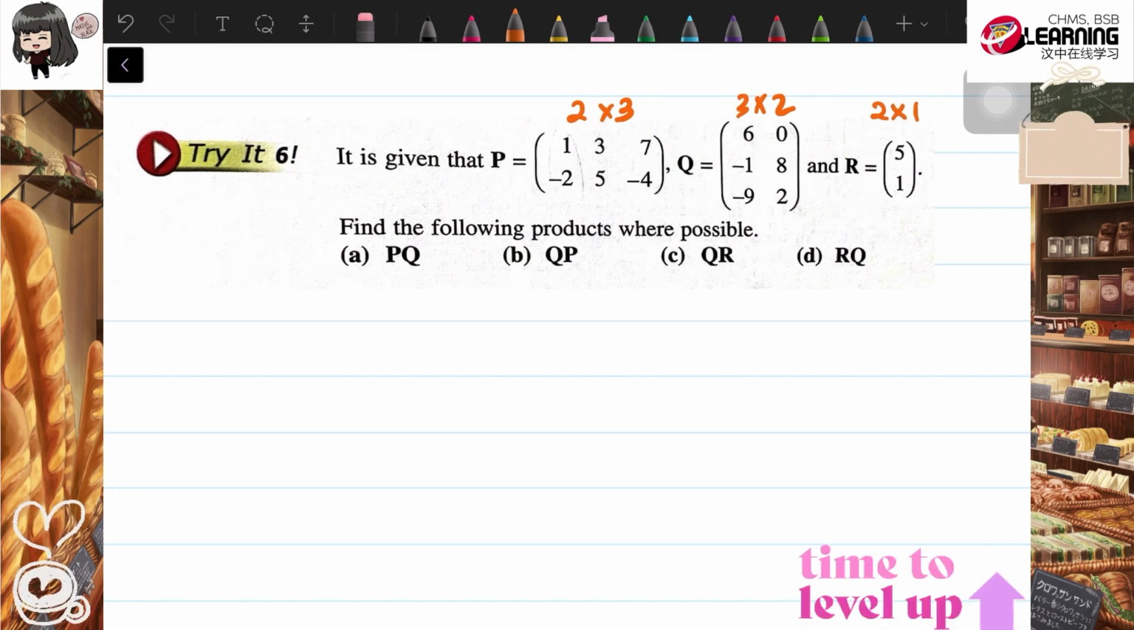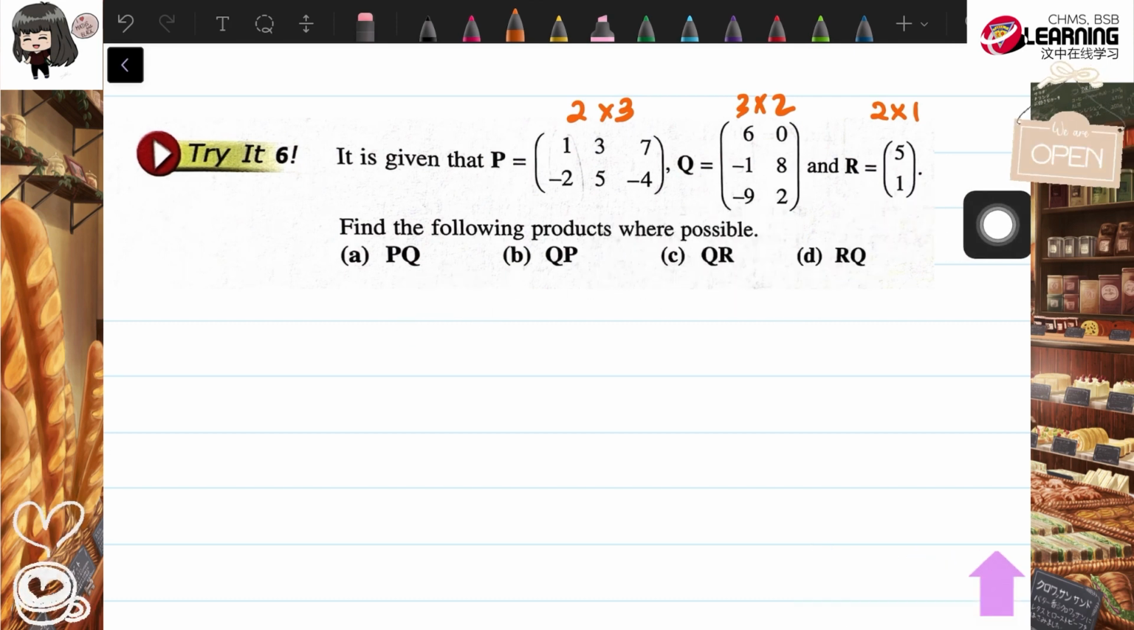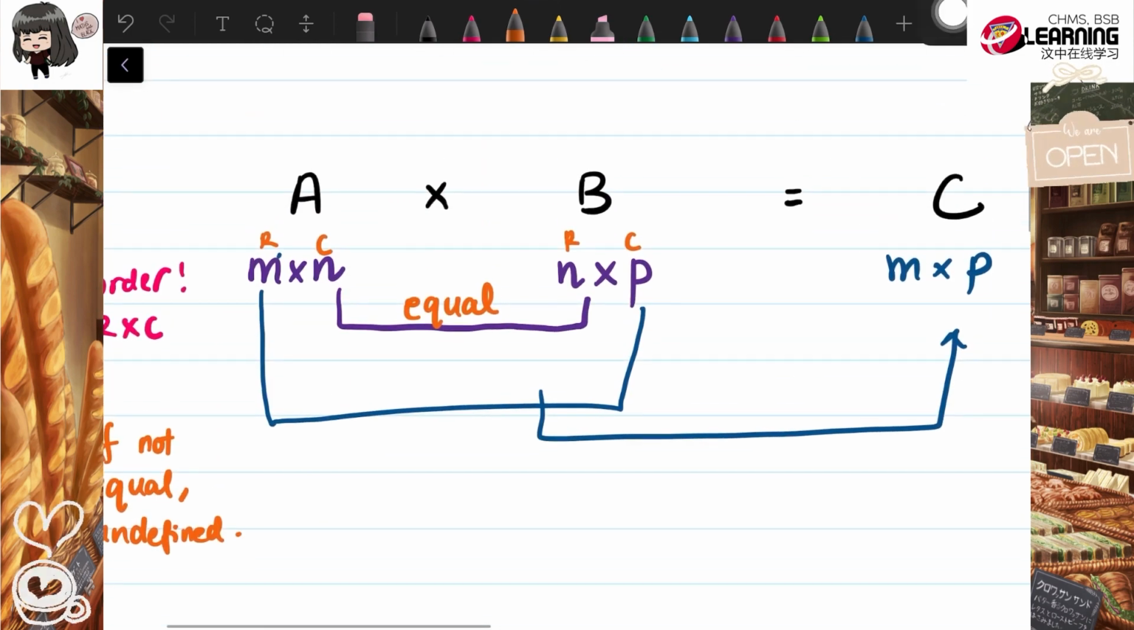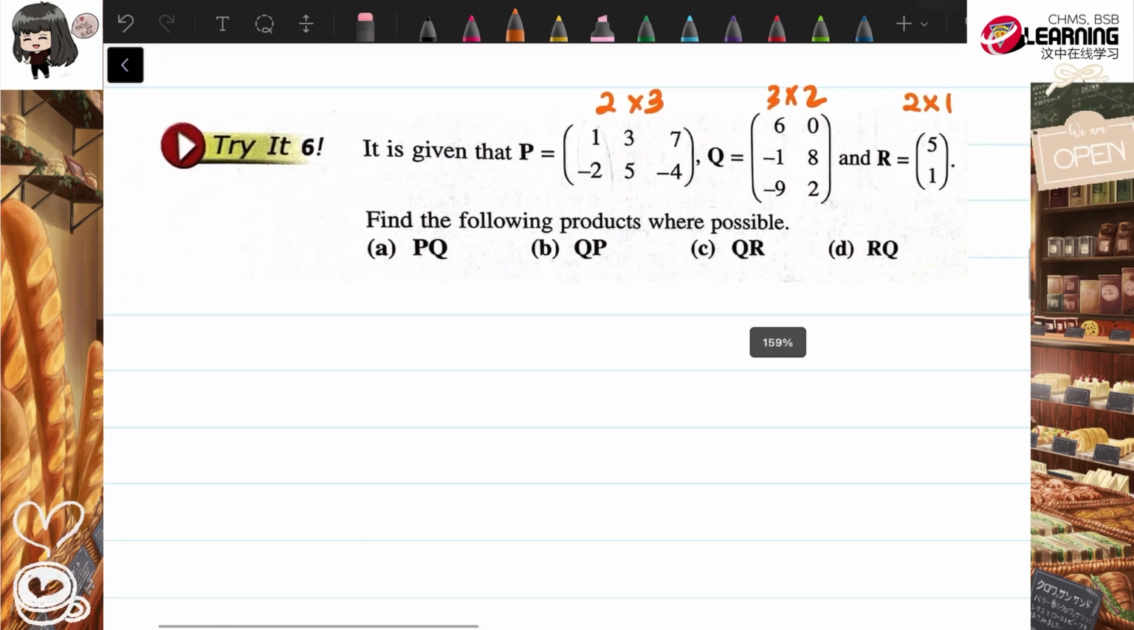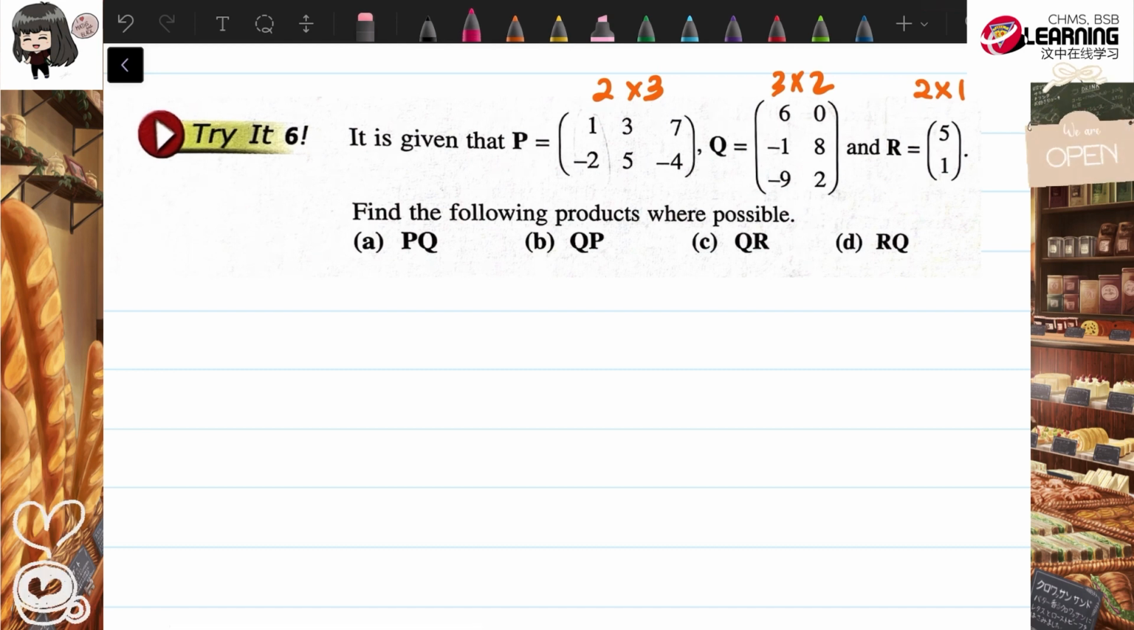Find the following products, where possible. Products means after you multiply. We have to see whether it's possible or not, as I mentioned earlier. It is not possible if the column and the row here are different. If they are not equal, it's not possible to multiply. Let's look at whether it can be multiplied or not.